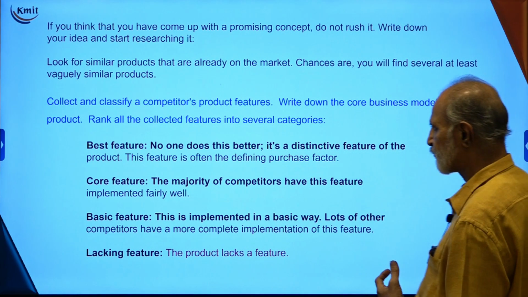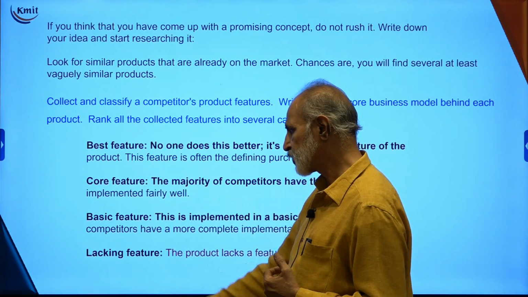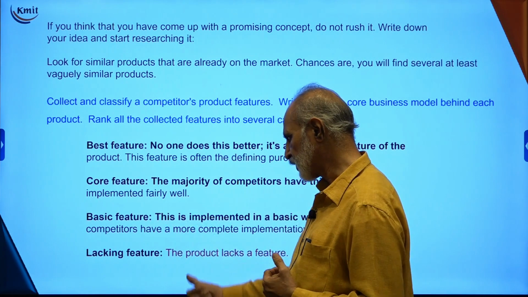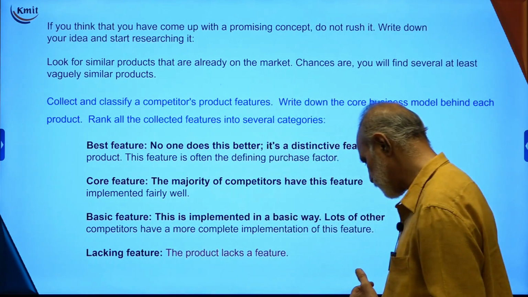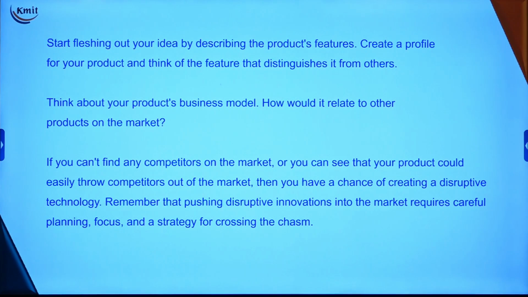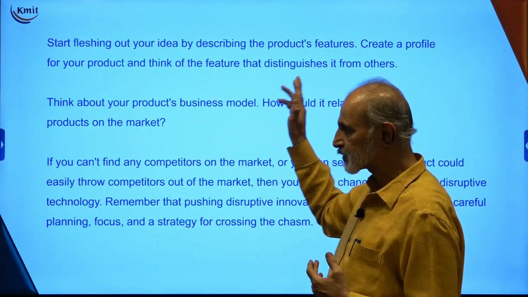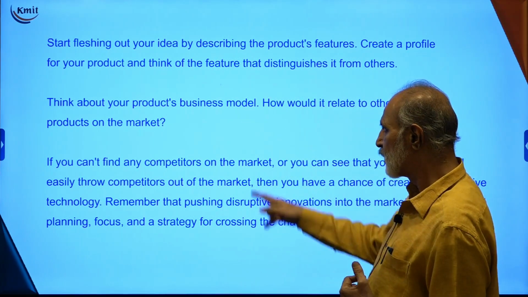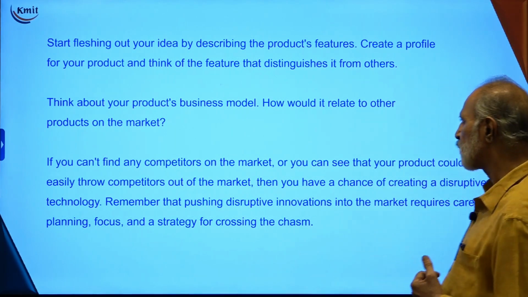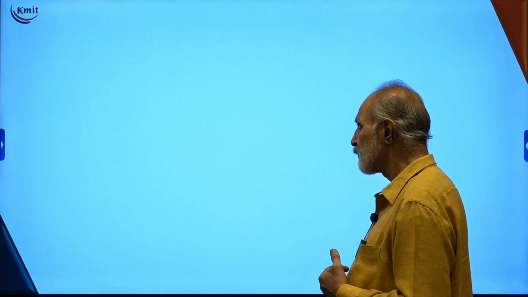So you can find out from the competitor which is the best feature, which is the core feature, and which is the feature that is lagging. Okay, so start fleshing out and describing the product feature and create a profile for your product and think of the feature as distinguishing it from the others. So this is how you can win against the competitor. And think about the product business model, how would you relate it to another product in the market.